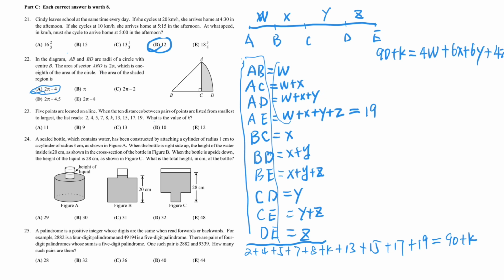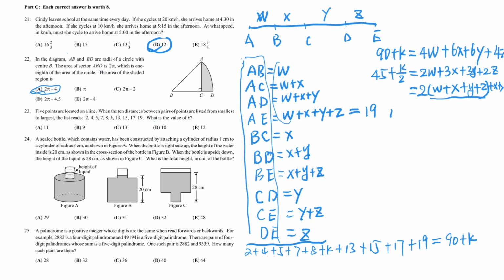Now we factor out 2, dividing both sides by 2. That's 45 plus k over 2 equal to 2w plus 3x plus 3y plus 2z. So we can still rewrite this: we have 2w, and 3x written as 2x plus x, 2y plus y, plus the z. Still we have x plus y. So now we know w plus x plus y equals 19.